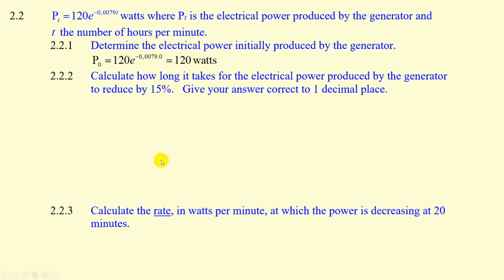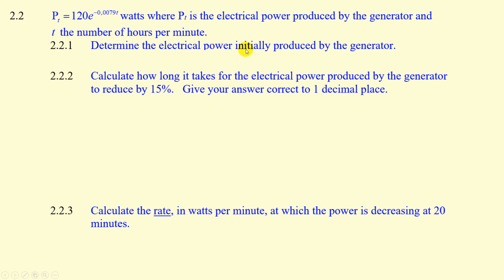You should recognize this sort of question from your core maths algebra, core maths calculus, because this is virtually what it is throughout. It is really from core maths. The only difference is it has exponentials in it. So P of t equals 120 e to the negative 0.0079 t watts.